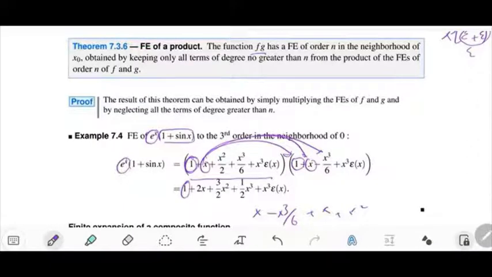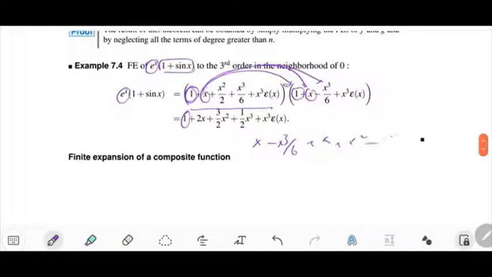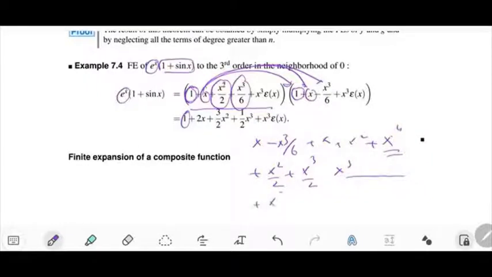So the x4, I will write it in here, but it's outside the order that we are looking for, so I will take care of it later. Then I continue. We have x2 over 2, so plus x2 over 2 times 1 plus x2 over 2 times x, it's x3 over 2 plus x5 and so on. And then you have the x3 over 6 in here, multiplied by 1, it will be plus x3 over 6. x3 over 6 times x, it will be x4 and higher order terms.